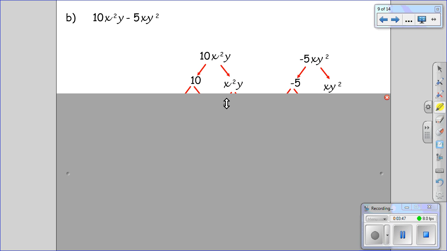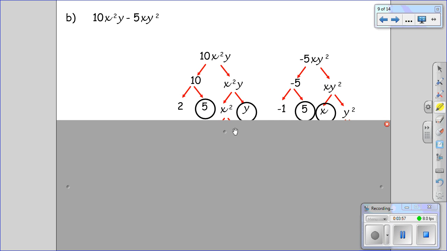10 can become 2 times 5. X squared y can become x squared and a y. Negative 5, I could write it as negative 1 times 5 if I wanted. Xy squared is x and then y squared. And I can keep going down.